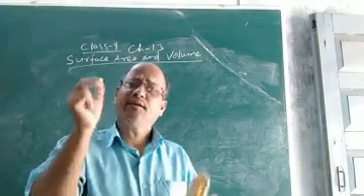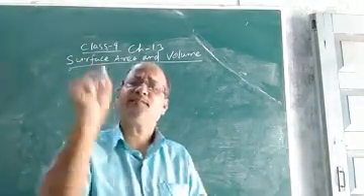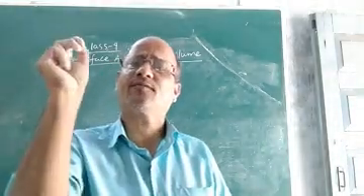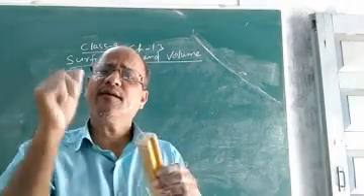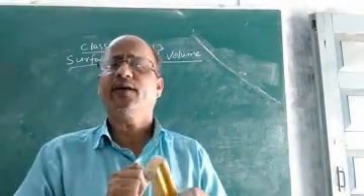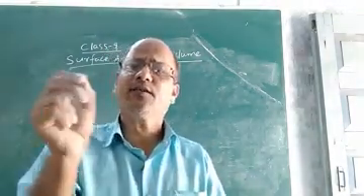Now if a cuboid has 6 plane surfaces, then definitely it will have some area. The point is how to find the area of those 6 plane surfaces in a cuboid. And then volume. You know, children, what volume is.